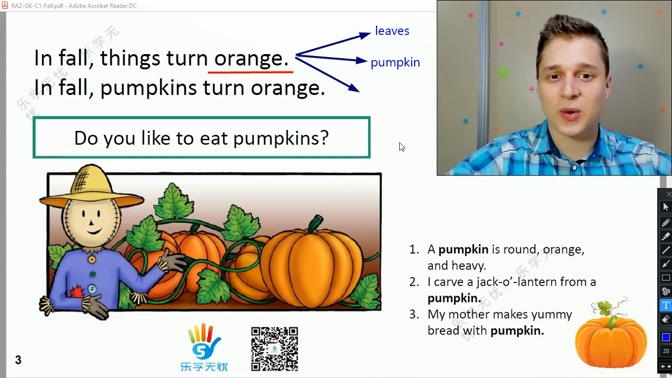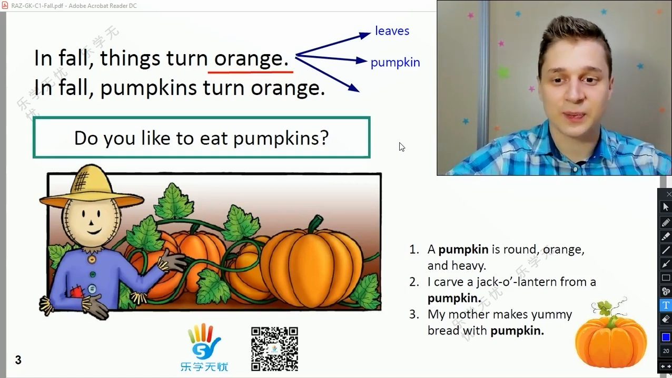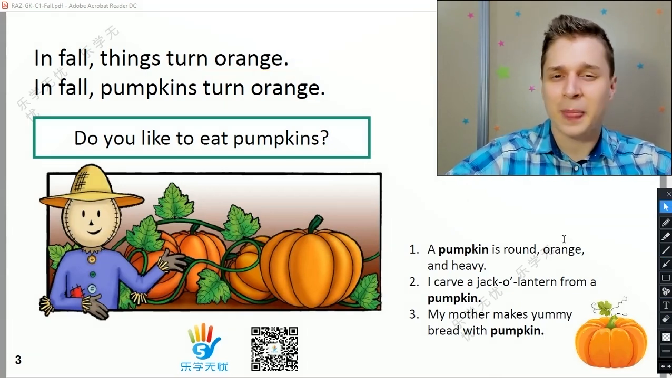What else turns orange in fall? You guys can figure it out. And then we can read these 3 example sentences for the word pumpkin. When you're done, now we're done with the color orange.